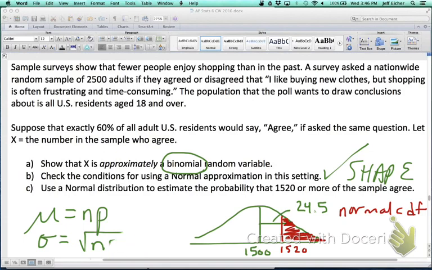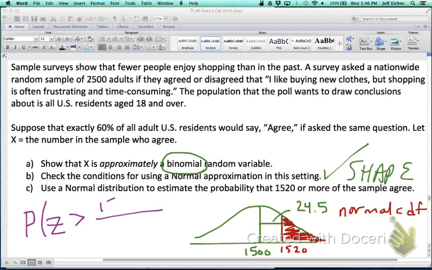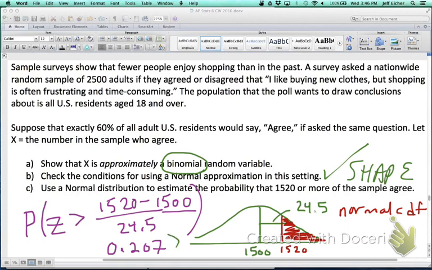Also remember, since I like to review this as a test prep for the AP exam, if you wanted to write it in notation, you would change to a z-score. The probability the z-score is greater than 1520 minus 1500 over that standard deviation of approximately 24.5, which would give us the answer of 20.7%, 0.207. Now that's an approximation to the answer.